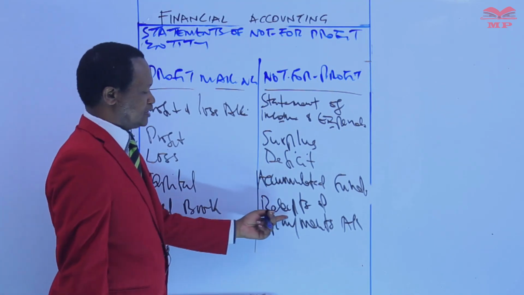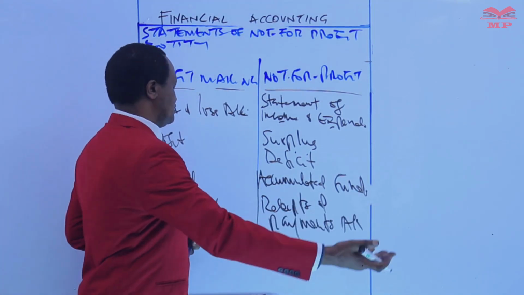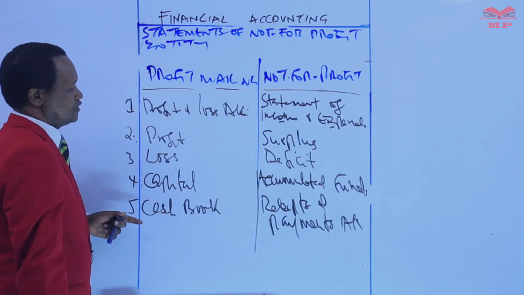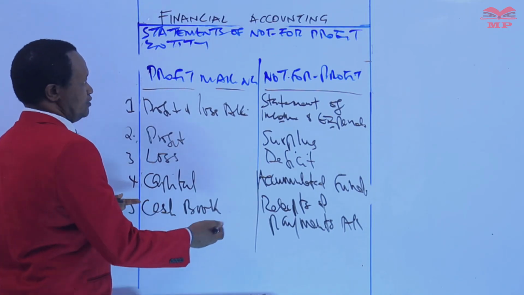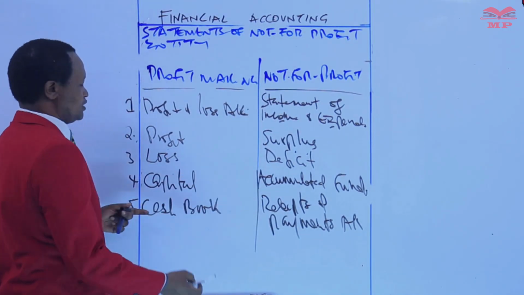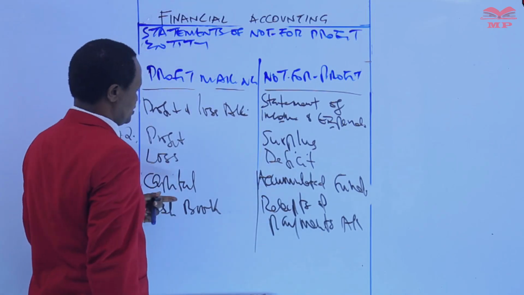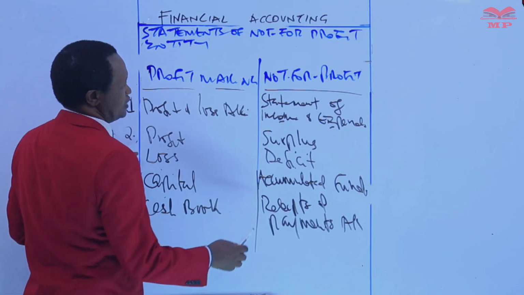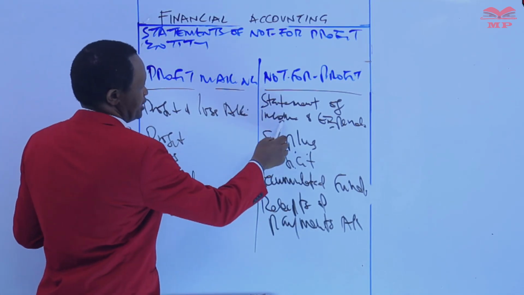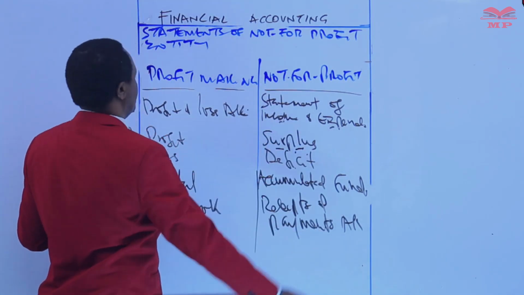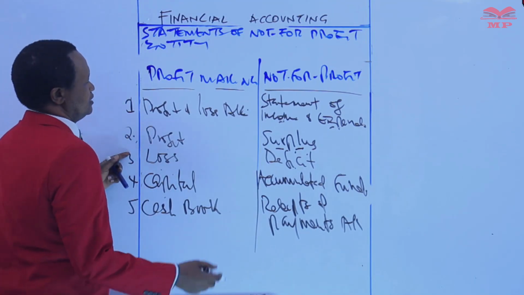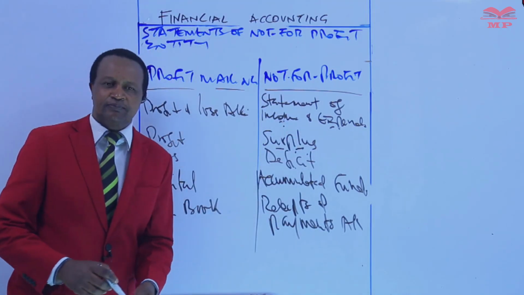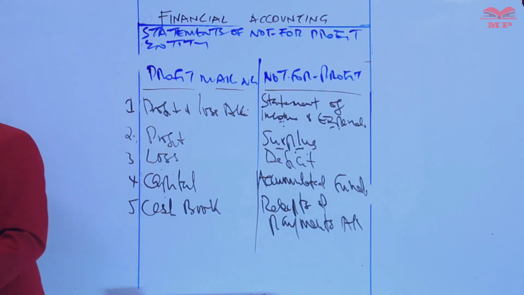The receipts and payments account has a debit side and a credit side, just like a cash book. So these are different names for the not-for-profit organization. Instead of capital, we refer to it as accumulated fund. Instead of loss, we refer to it as deficit. Instead of profit, the excess of income over expenditure is referred to as surplus. And the profit and loss account, we refer to it as a statement of income and expenditure. Is that clear?